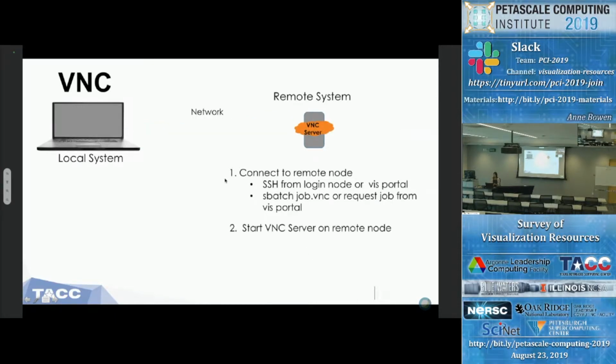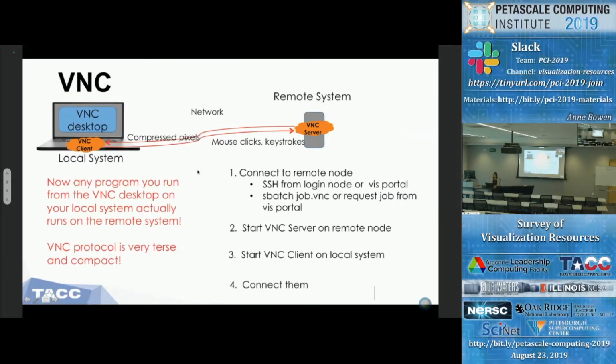And that's going to start the VNC server on the remote node. It's just going to run like a regular job. And then after that, you're going to start a VNC client on your local system. Then you're going to connect them, and that is going to allow you to run any program on your remote system. It's going to appear like it's on your desktop.